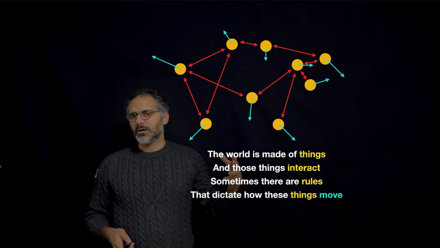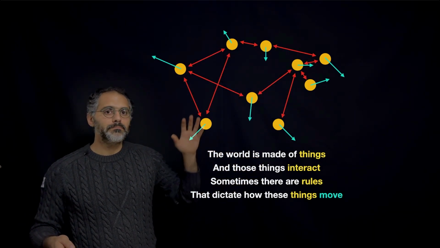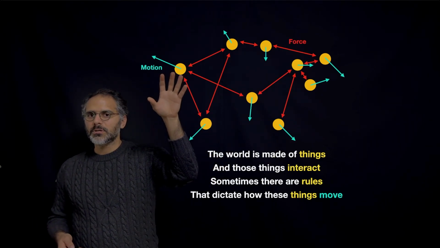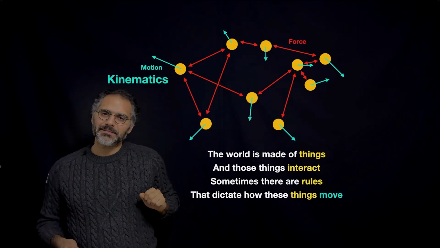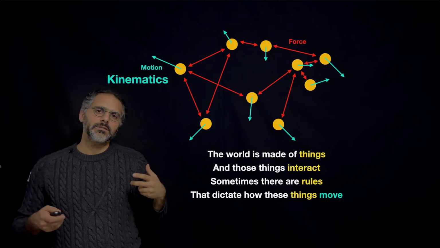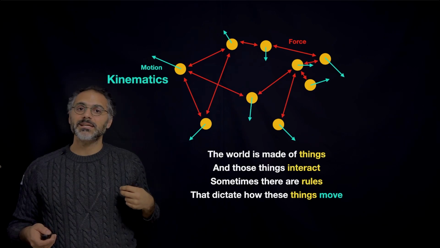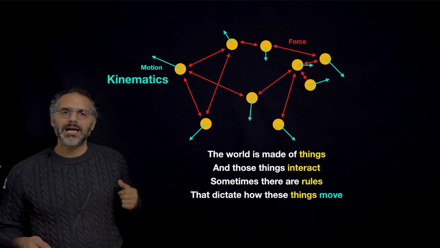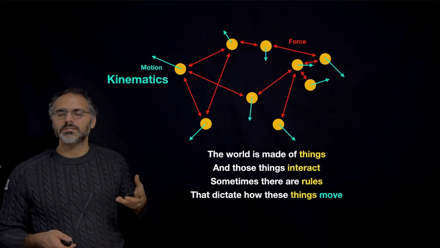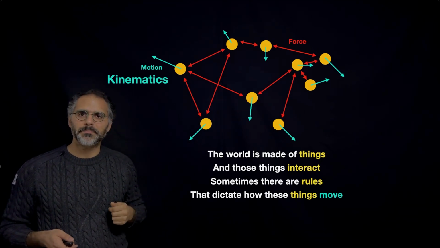Now, in dynamics, there are ways to talk about motion and interaction. In the case of motion, we speak of kinematics. And one way to understand what kinematics means is to think of the word cinema. Cinema, kinema, have the same root, which means motion. In the case of cinema, it's pictures, motion pictures.